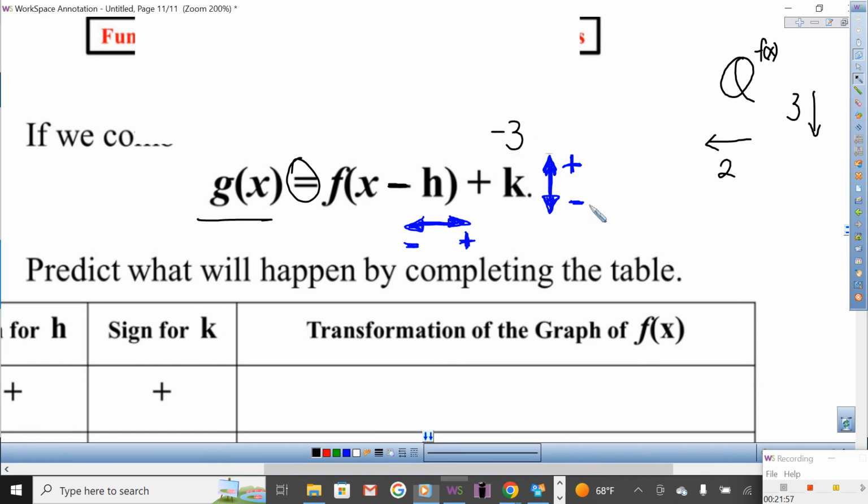-3 on the K, okay. So it can go down. So far, so good. Let's go. Let's go. That is correct. So that means we would get g of x equals f of negative times a negative is a positive 2, and then at the end minus 3, and that's moving it 2 to the left and 3 down.